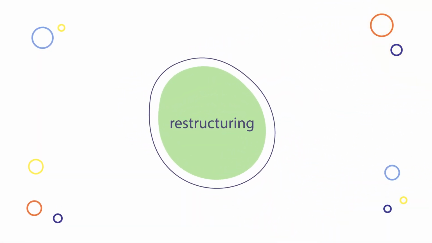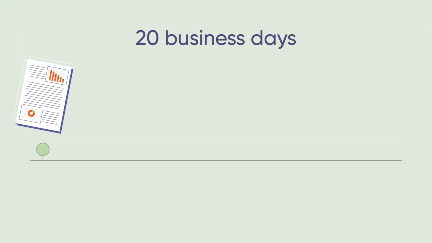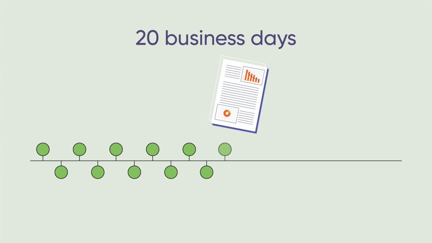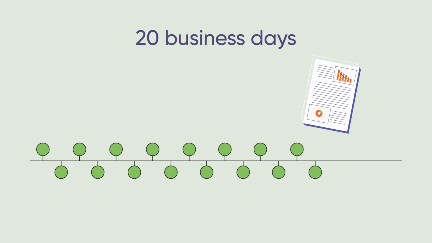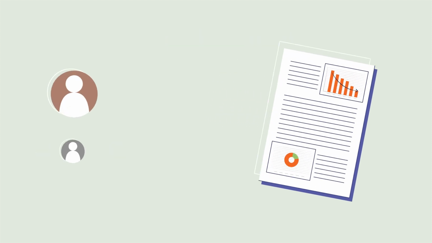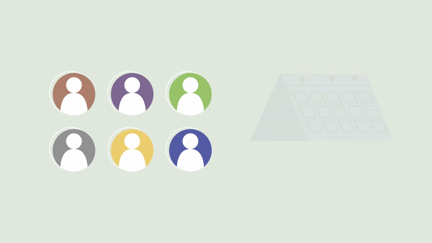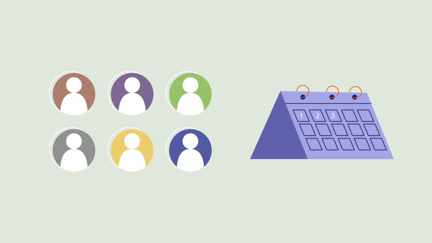Next, during the restructuring phase, the director has 20 business days to come up with a restructuring plan, which is completed by the director with the assistance of the appointed restructuring practitioner. Once this plan is completed, the restructuring plan is sent out to the company creditors. Creditors are then asked to vote on the plan within 15 business days.